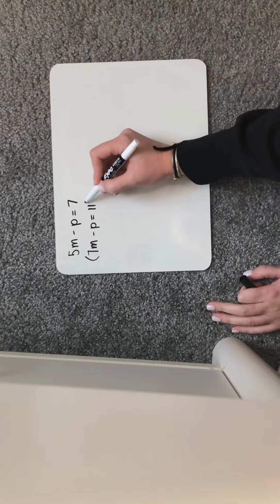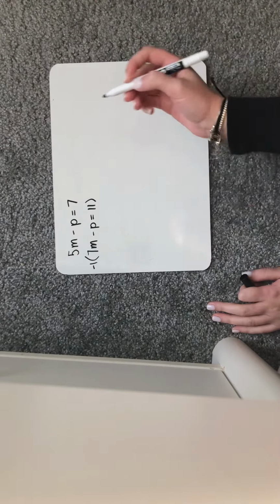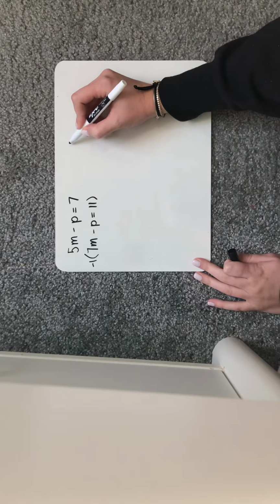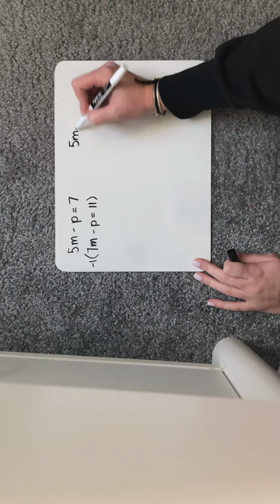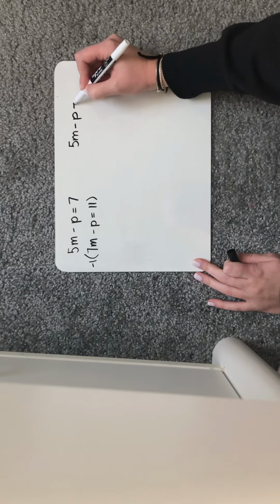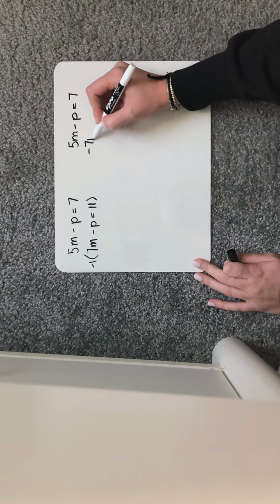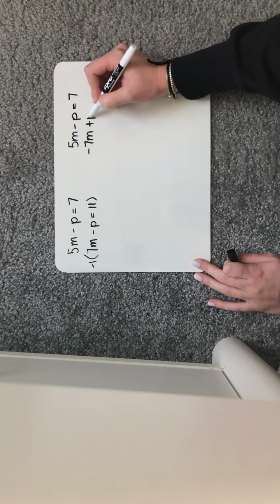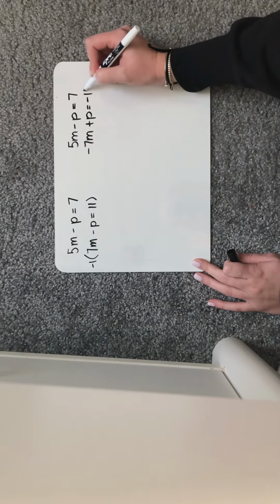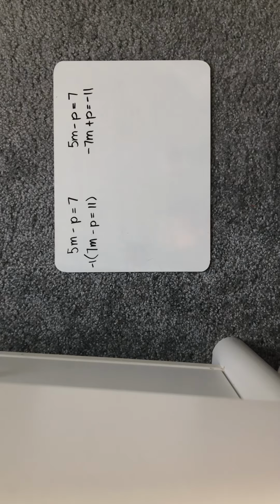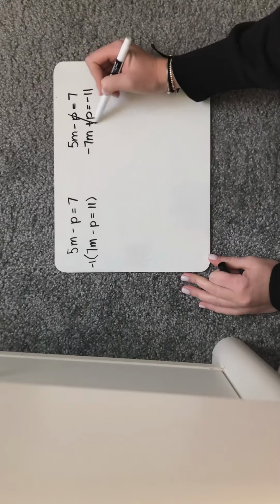So I'm going to go ahead. I've said this in class a million times. I always like to multiply by a negative on the bottom equation. So I'm going to go ahead and multiply by negative 1 on the bottom. So now I'm going to have 5m minus p equals 7. And now it's going to become negative 7m plus p equals negative 11. Okay, so notice how now my p's, one's negative, one's positive. These are going to cancel out.